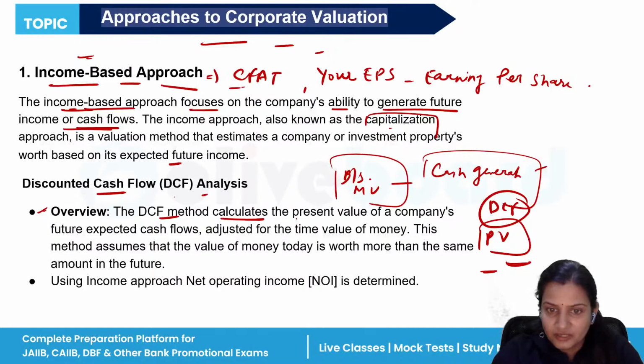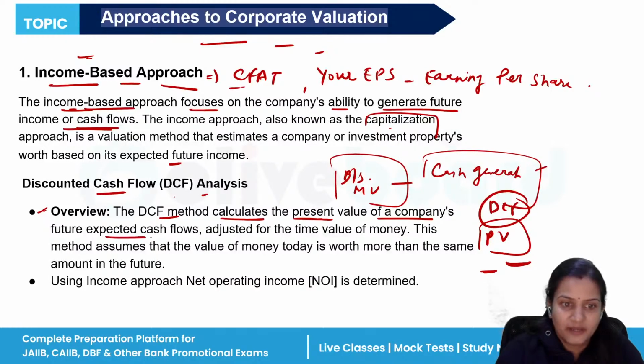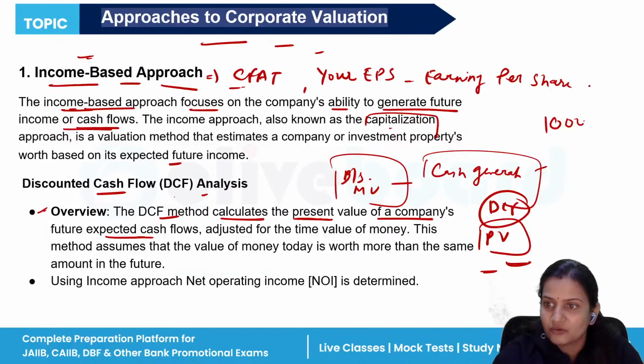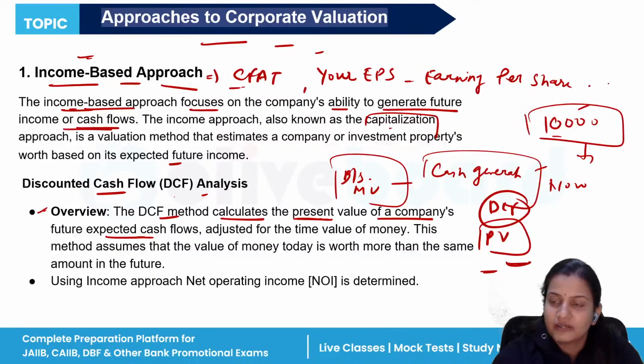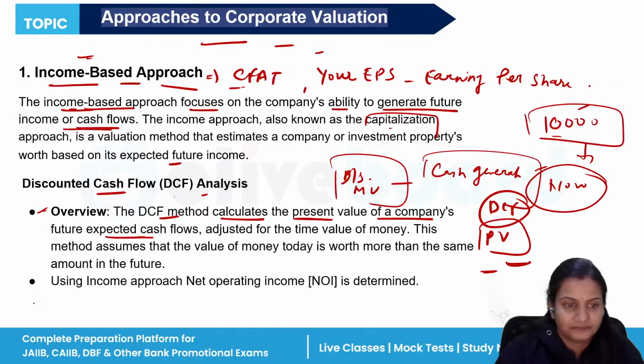It calculates the present value of a company's future expected cash flow. Meaning, in future you are expecting 10,000 rupees. What is the actual value of this 10,000 rupees now? You are going to earn 10,000 rupees, let's say, after 10 years, after 15 years. What is the actual value now? That is the DCF method.